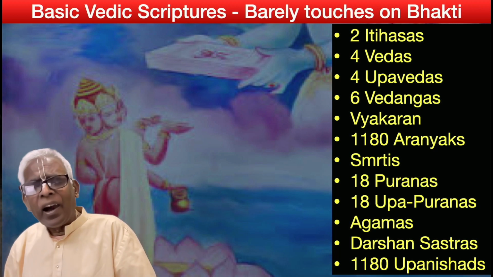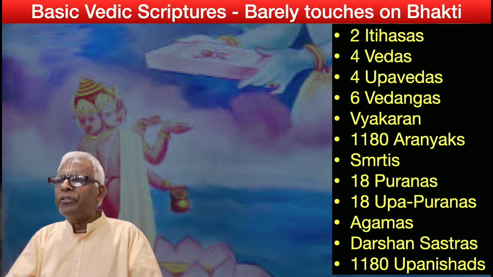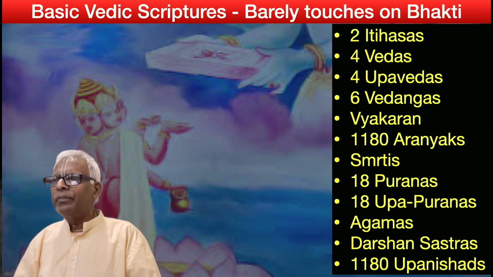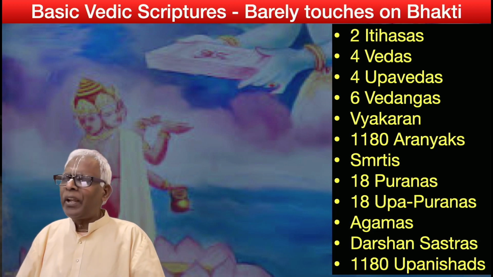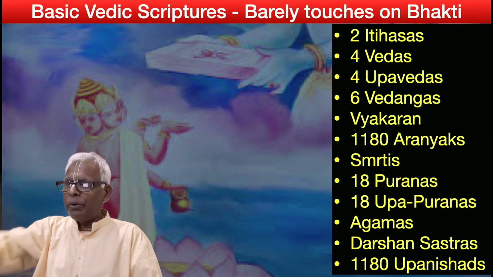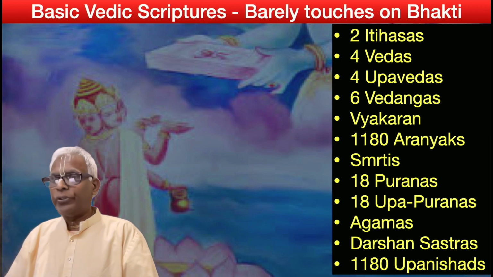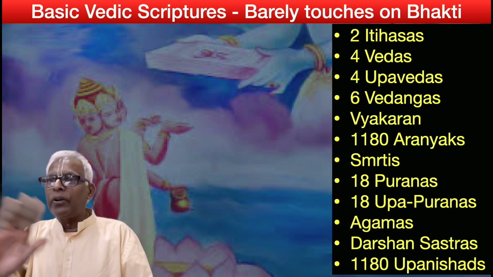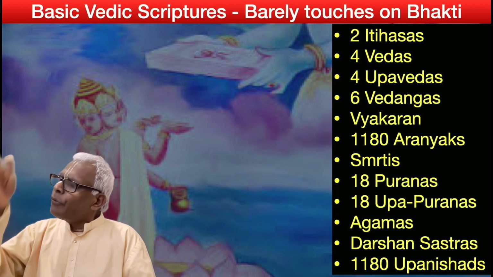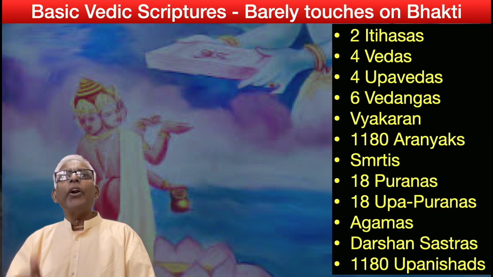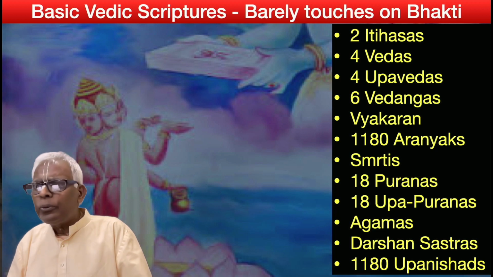1,180 Aranyakas, rituals, it's about rituals and fire sacrifices, how to do them, etc. Smritis, of course, there are 3 of the main ones, there are so many, we cannot even count. 18 Puranas, which we are coming to now, and these 18 Puranas have 400,000 slokas. And 18 Upa Puranas also, Agamas, 28 for Saivites, and 64 for Shaktas, and 108 for Vaishnavas. It's all traditional jnana. It's all basically knowledge about the spiritual.